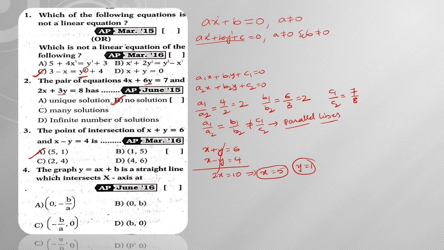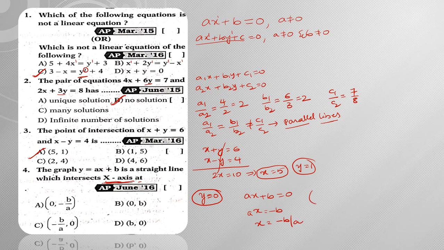Next, the graph y is equal to ax plus b is a straight line which intersects the x-axis at. Intersecting the x-axis means y should be equal to 0. Simply put y is equal to 0, then what I get is ax plus b is equal to 0. From this, ax is equal to minus b, x is equal to minus b by a.